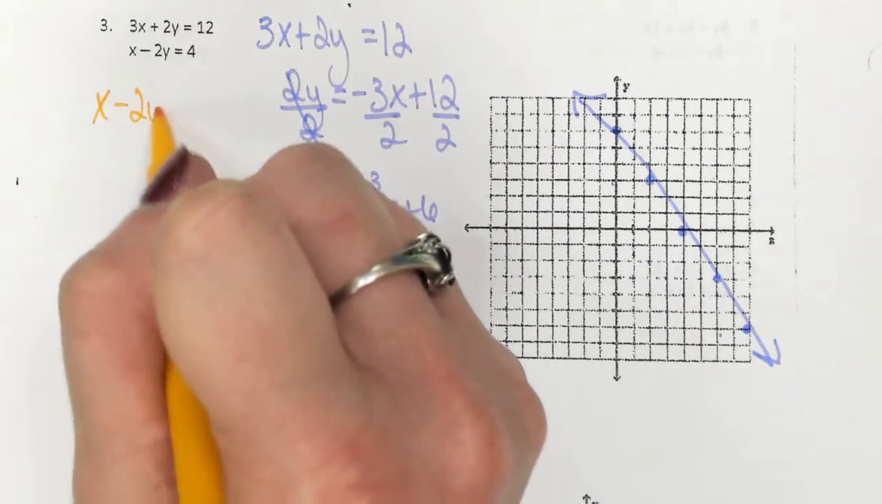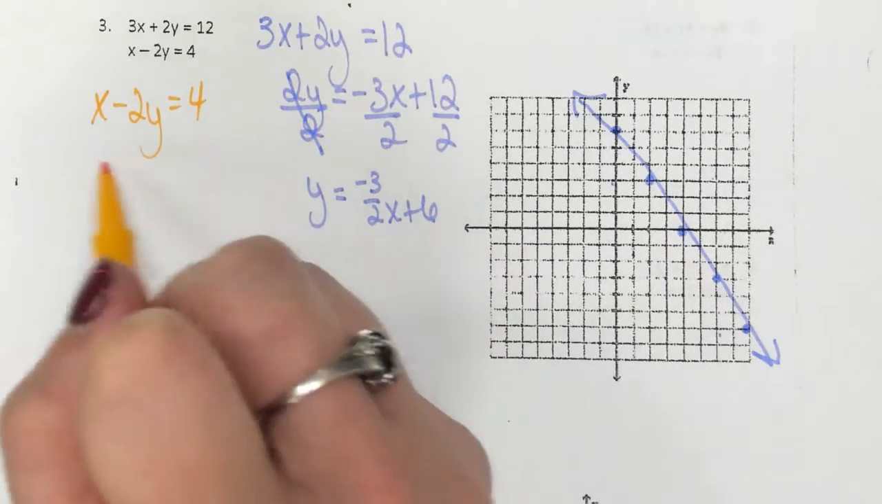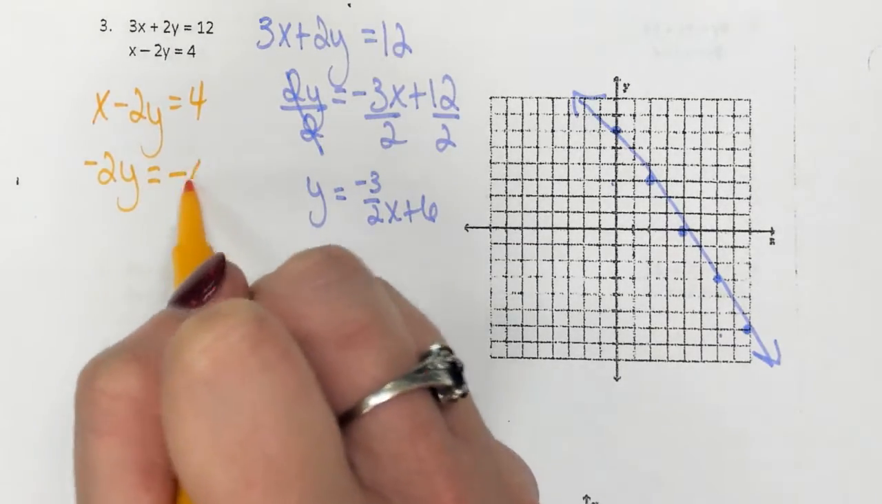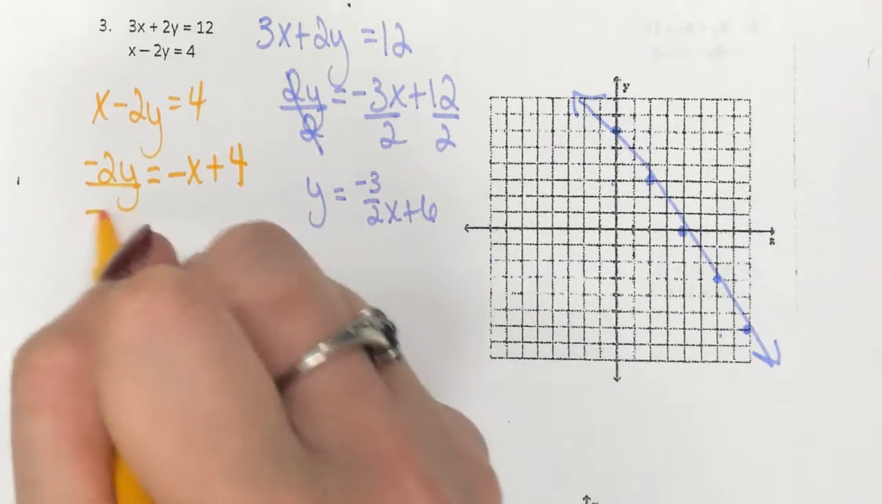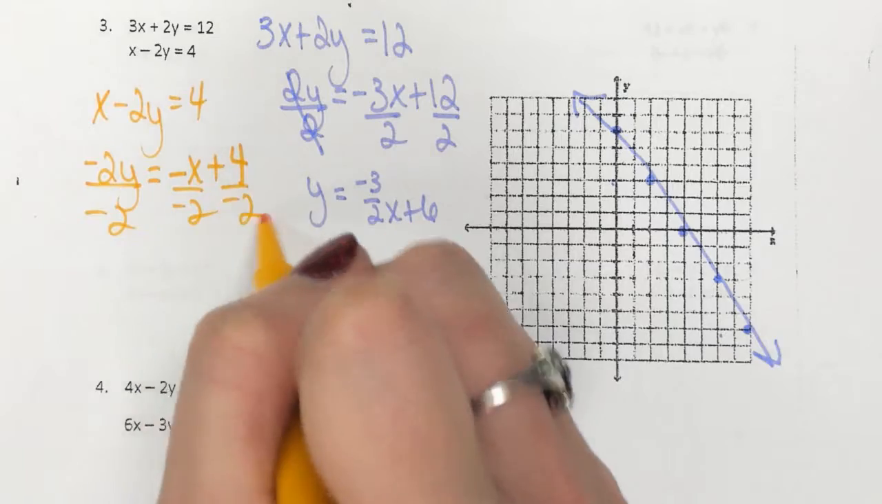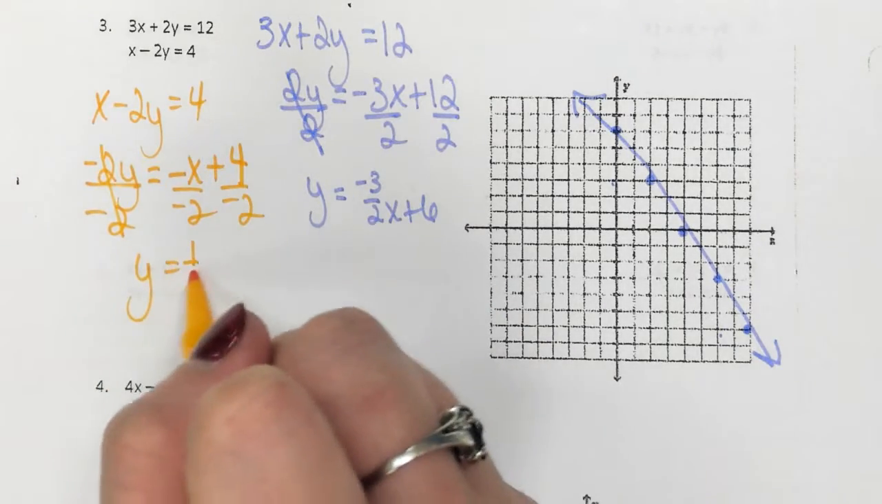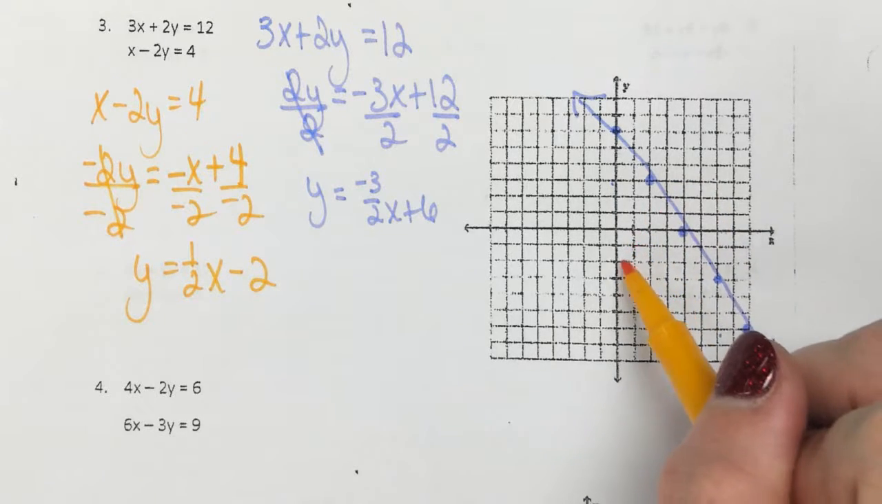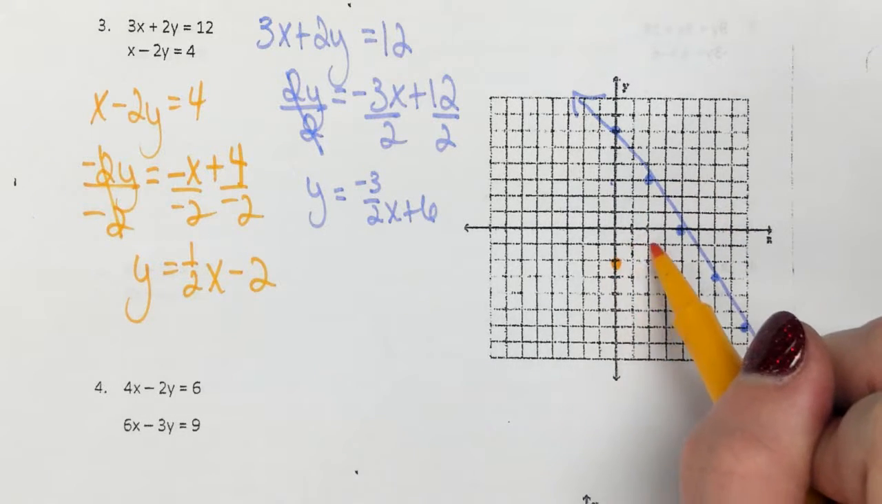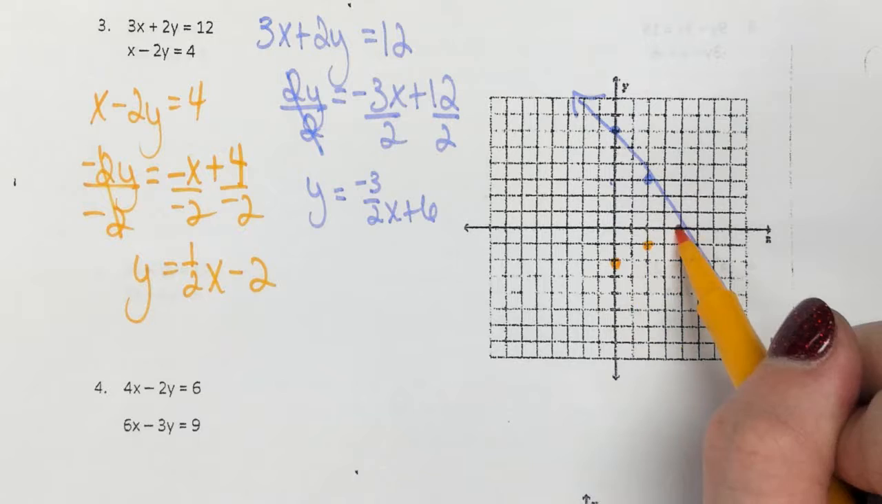Alright, so I got x minus 2y equals 4. I'm going to subtract the x. But be careful, because when you subtract the x, that leaves you with a negative 2. And divide by negative 2. So that's positive 1/2 x minus 2. This is where? 1, 2, 1. Nope, right there.